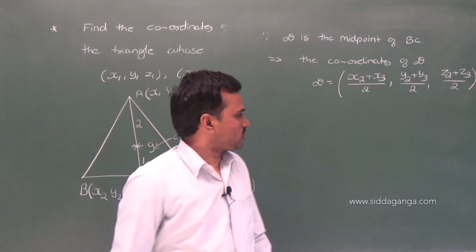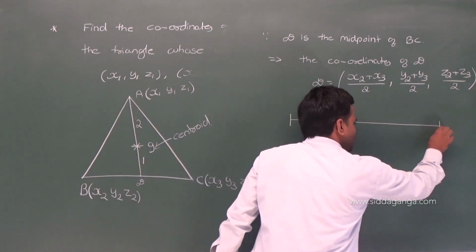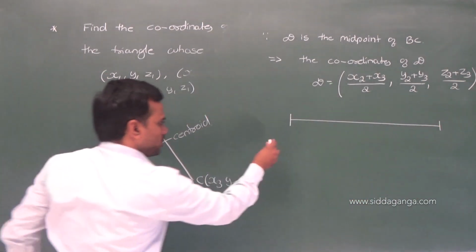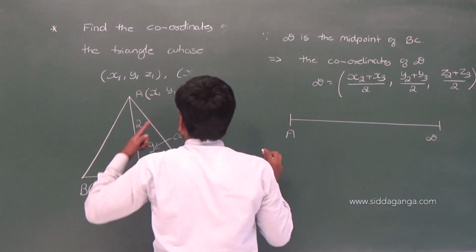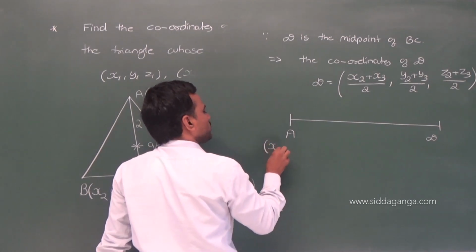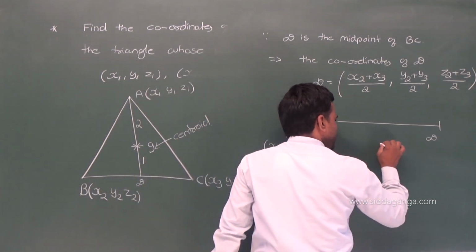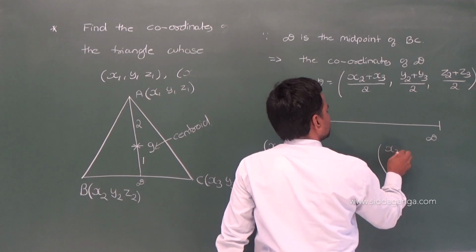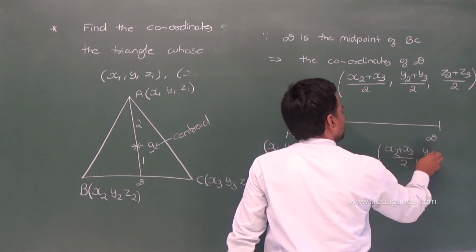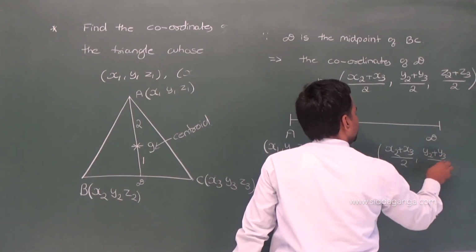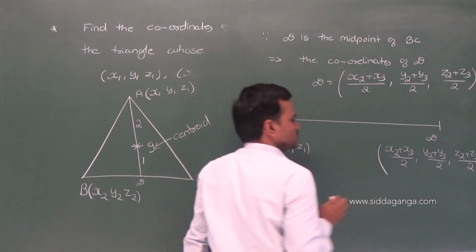See, observe here. I draw the line segment once again. Only the line segment AD. I draw here A and D. The coordinates of A are x1, y1, z1. The coordinates of D, just now we found, x2 plus x3 by 2, y2 plus y3 divided by 2, and z2 plus z3 divided by 2.